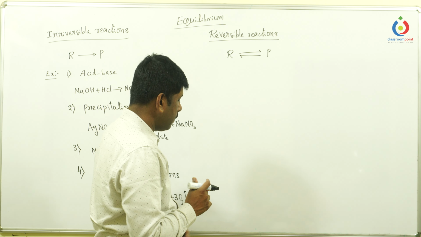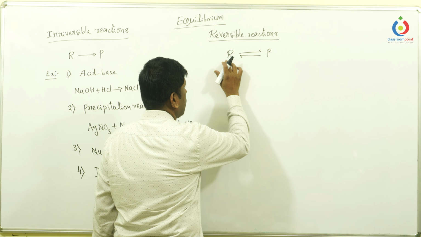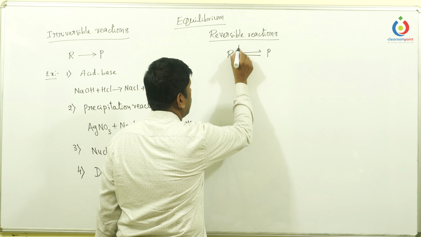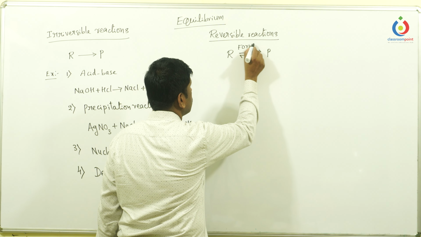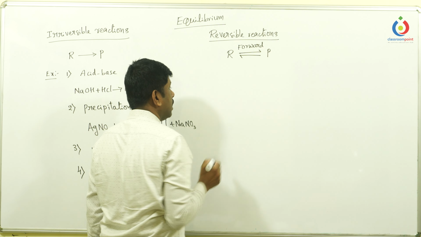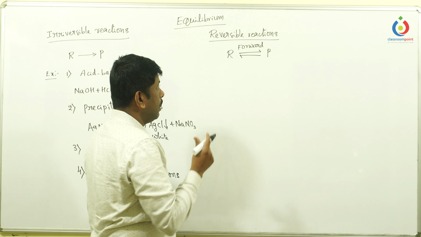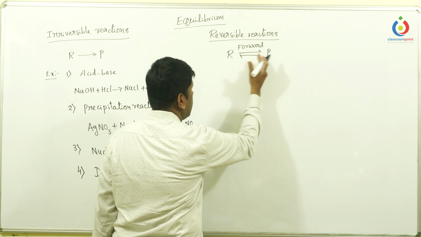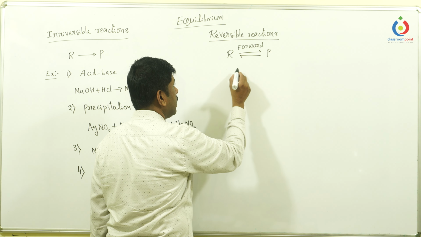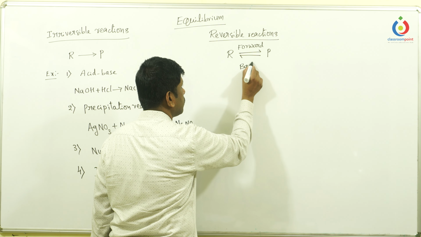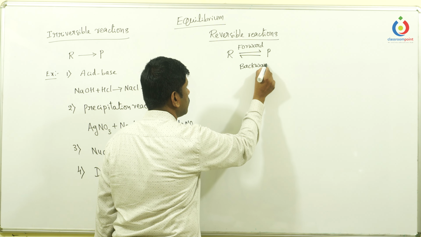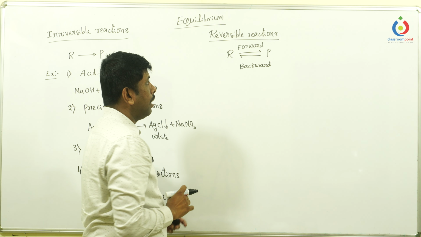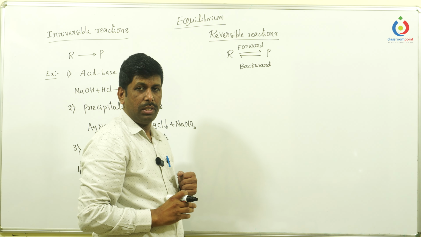Now let us see here, the conversion of reactant into the product is called the forward process, or it is also known as the forward reaction. And the conversion of the product into the reactant is called the reverse reaction or backward reaction. And here we have to introduce one more concept, that is rate.